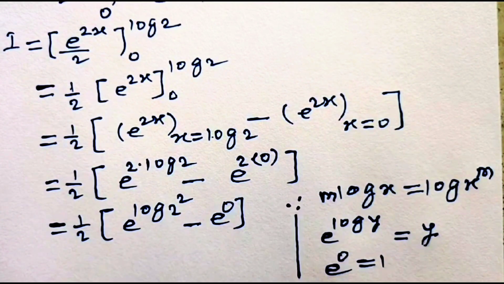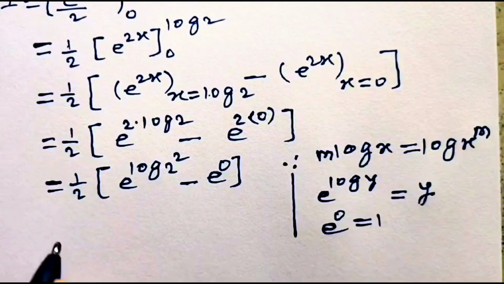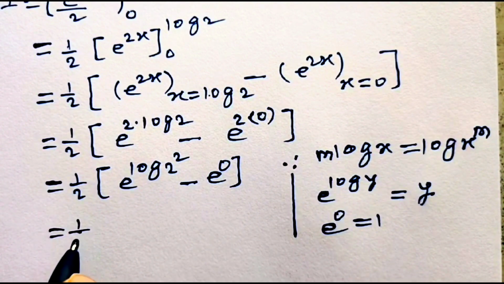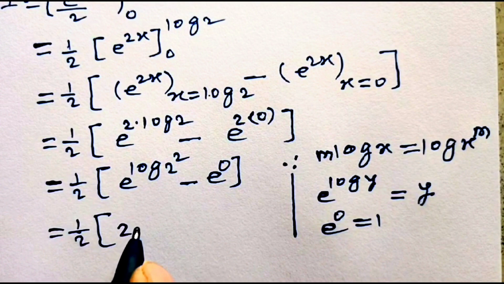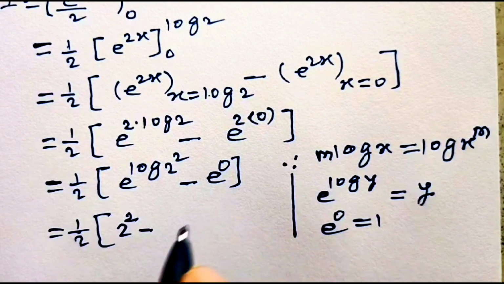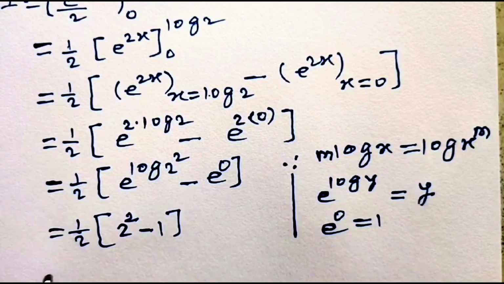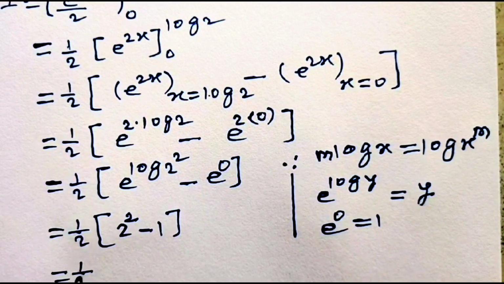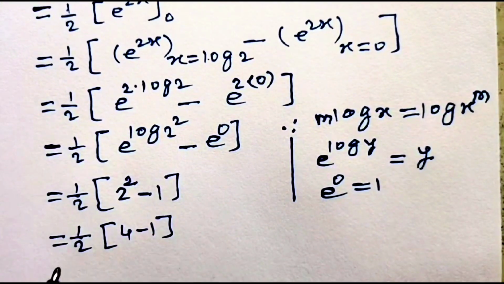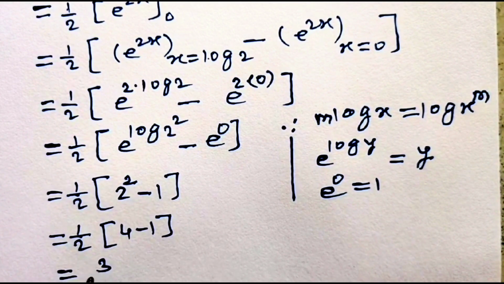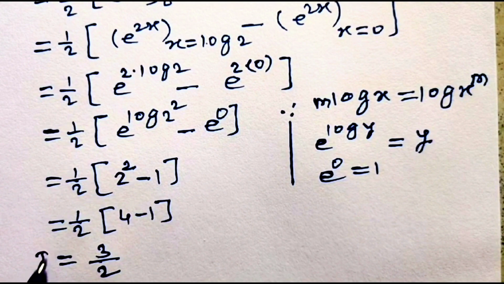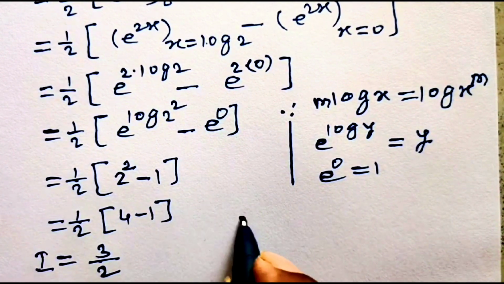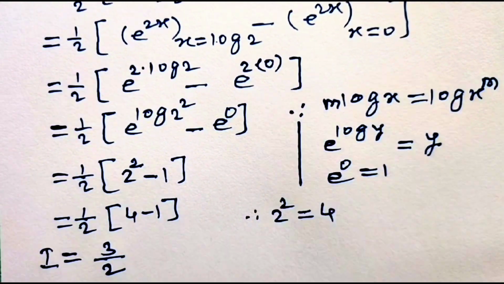Putting these values in the given integral, we can write this is equal to 1 upon 2 [e to the power logarithm of 2 square, this becomes 2 square, minus e to the power 0 becomes 1]. And you know, 2 square is 4. 4 minus 1 is equal to 3. So this is equal to 3 upon 2, and this is the value of the given integral I.